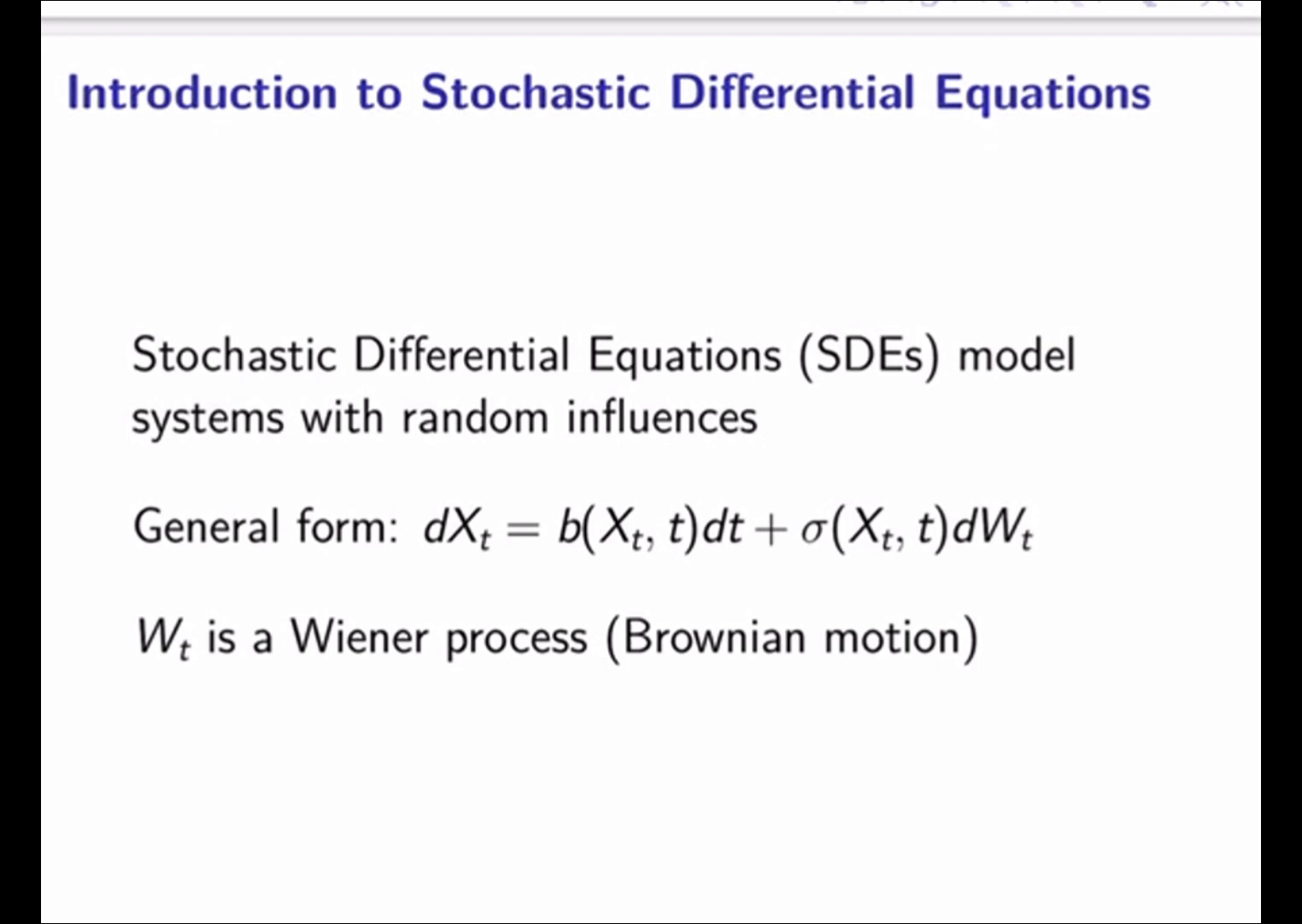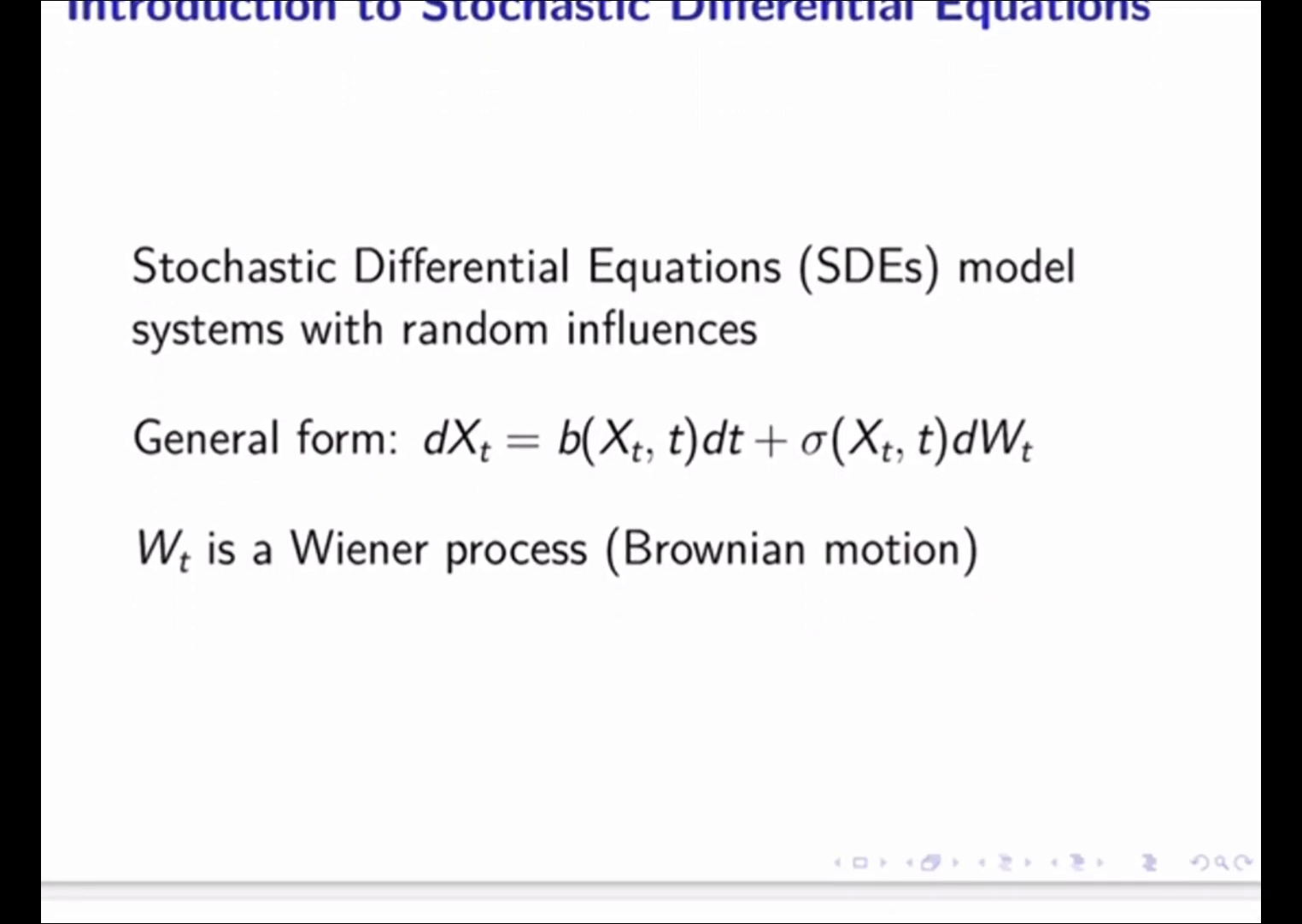So let's first review the general concept of stochastic differential equations. Basically, stochastic differential equations, or SDEs for short, model systems with random influences. They have this general form: dXt equals b(Xt, t) dt plus sigma(Xt, t) dWt. Here b and sigma are functions of x and t, and Wt is a Wiener process, or you can call it a Brownian motion.